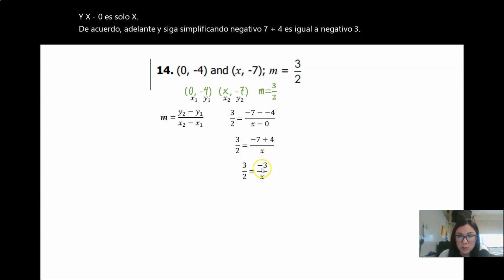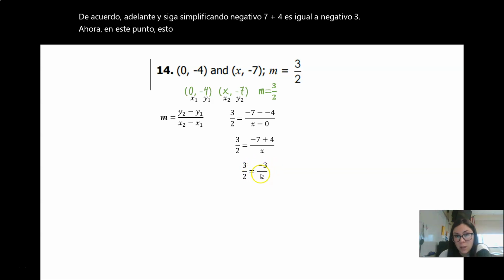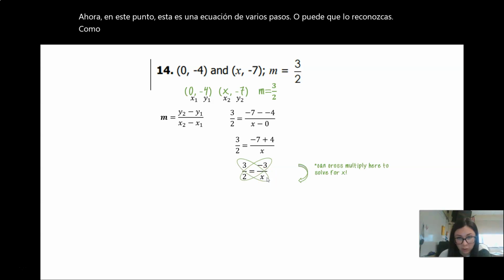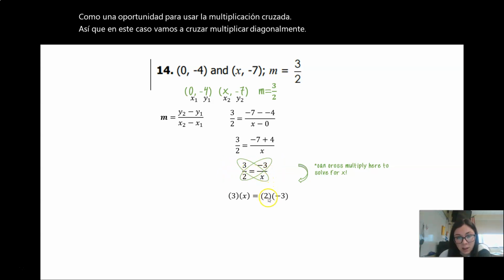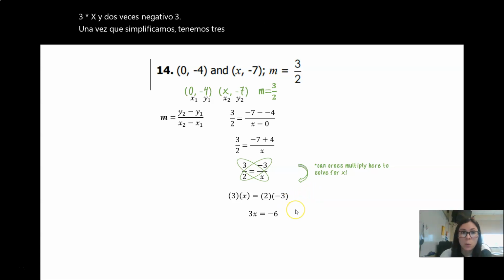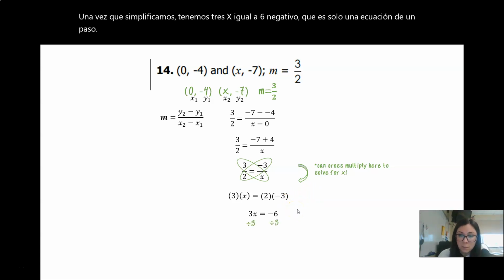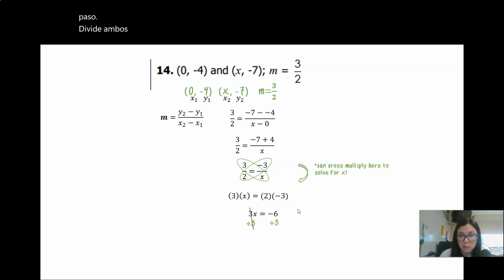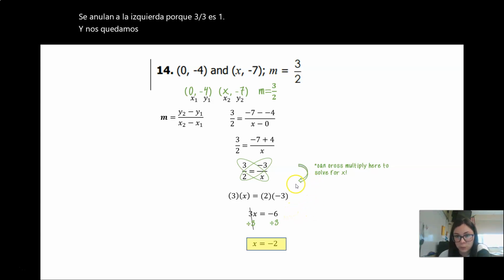Now at this point, this is a multi-step equation, or you might recognize this as an opportunity to use cross multiplication. So in this case, we're going to cross multiply diagonally, 3 times x and 2 times -3. Once we simplify, we have 3x equals -6, which is just a one-step equation. Divide both sides by 3. They cancel out on the left because 3 divided by 3 is 1. And we are left with x equals -2.